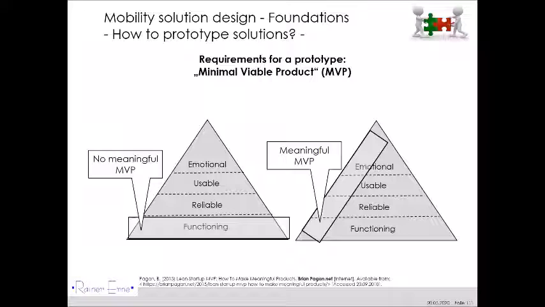So a meaningful prototype or minimal viable product is not to display just one element like the functions if you have an app, for example, but that you display the minimal functions, but also other quality criteria which are of value for the users, like reliability, or for an app, for example, the usability of an app, and also the look and feel, so that the app seems to be attractive to the user.